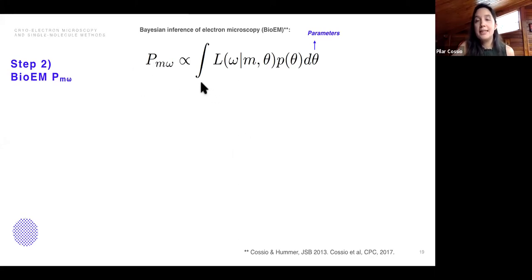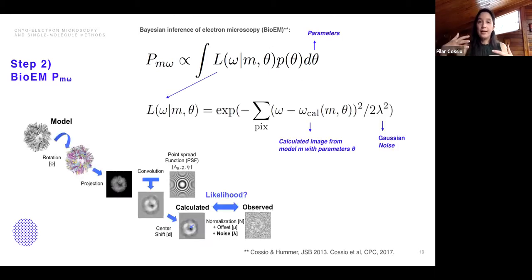So this Bio-EM probability is the integral of this likelihood function, the likelihood of an image given a model from the path. We already defined the path, so we have a model from the path, and some parameters that take into account all the effects in the Cryo-EM imaging conditions. These theta are, for example, the orientations of the molecule, the CTF parameters, the shifts in the center, the noise. And this likelihood is simply the exponential of the cross correlation of the image and a calculated image from that model with a given set of parameters. And we assume, for the moment, Gaussian noise. So this basically tells us that this model is very likely to have generated a particular image.